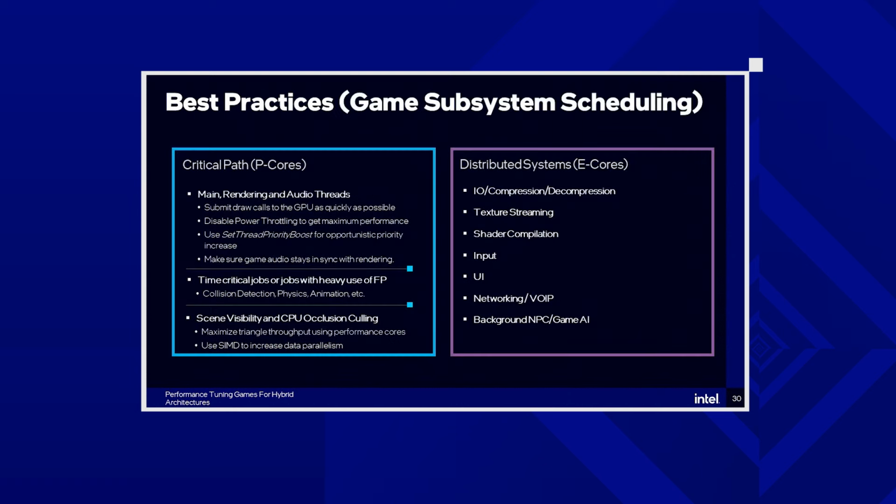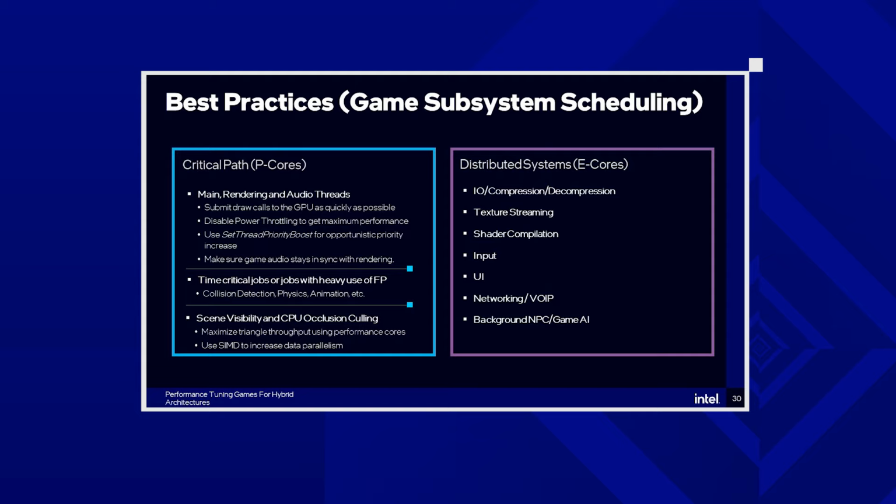So what are the best practices for scheduling game subsystems? Right, so for critical path, we suggest all of those threads be on P cores or high priority. Main and rendering and audio threads, those are important. We want to submit draw calls to the GPU as fast as possible. We can disable power throttling to get maximum performance on these threads. And you can use set thread priority boost for opportunistic priority increases. And audio, because we want to make sure that audio stays in sync with the rendering.